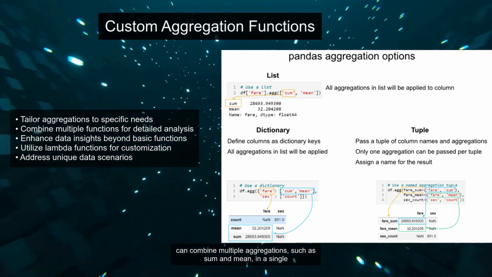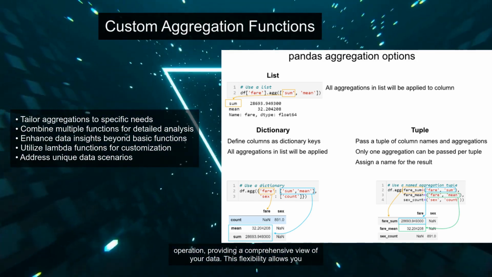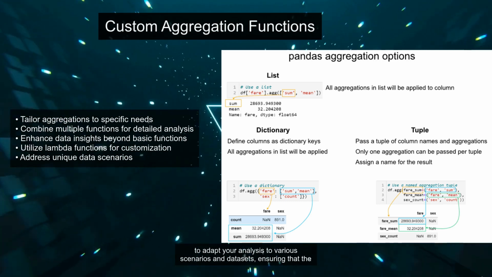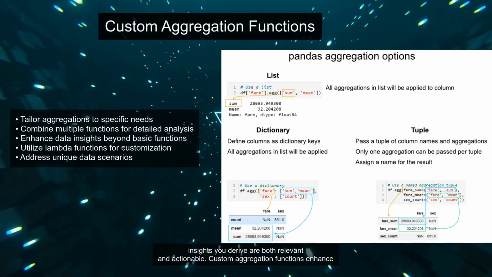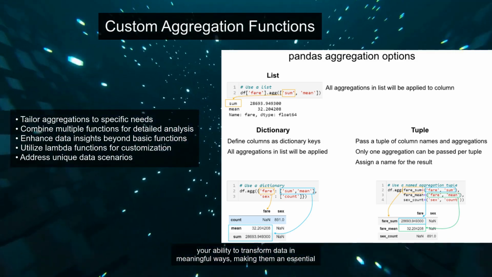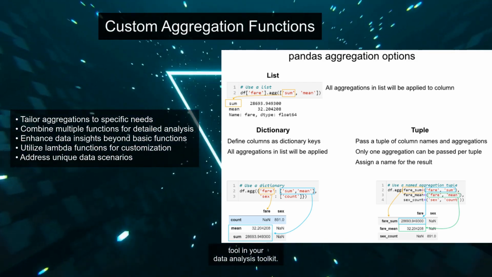Moreover, you can combine multiple aggregations, such as sum and mean, in a single operation, providing a comprehensive view of your data. This flexibility allows you to adapt your analysis to various scenarios and datasets, ensuring that the insights you derive are both relevant and actionable. Custom aggregation functions enhance your ability to transform data in meaningful ways, making them an essential tool in your data analysis toolkit.